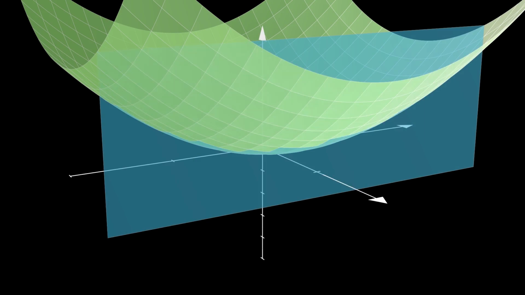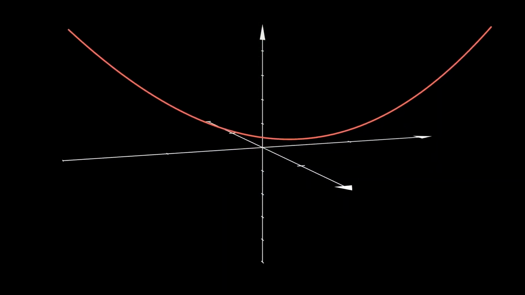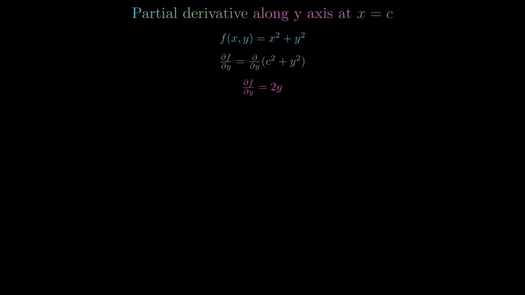We can start by slicing the surface along a specific direction. For example, imagine placing a plane along y-axis at a fixed value of x. The intersection of this plane with the surface gives us a curve. By taking the derivative of this curve, we can measure how the function changes in y direction while x is held constant. This is known as the partial derivative of function with respect to y. Similarly, we can define a partial derivative with respect to x as well.